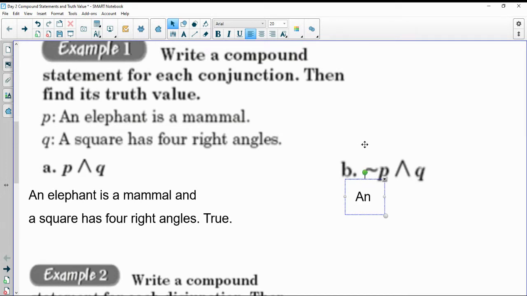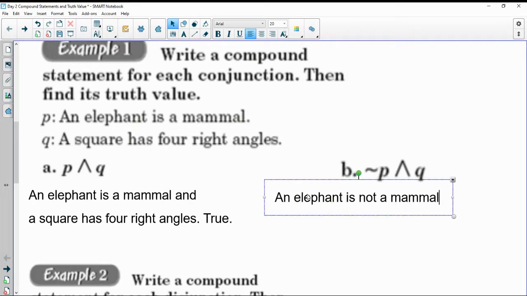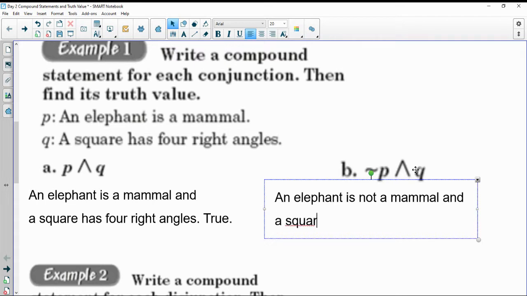So let me scoot over again. So an elephant is not a mammal. Again, this almost looks like an A, so you have to put and. And then I have Q, just a regular Q. So a square has 4 right angles. Okay, so that's my compound sentence. That's all I have to do. I'm just translating this into that. So if you have a little squiggle or a not symbol, you just have to change it. If it says it is, then you make it not, and vice versa.